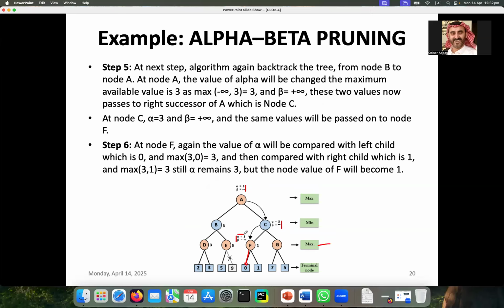So already max has the value 3 and this is 0. Max will not accept. But still there is a chance that you have some higher value for the max, so then it will open this next one. But it is 1, not higher than this. Max will not accept it, so the value of alpha will remain 3.